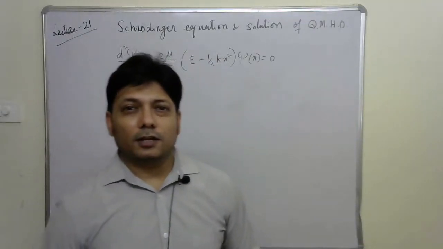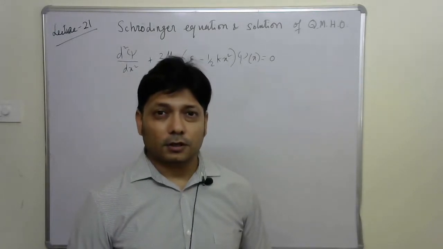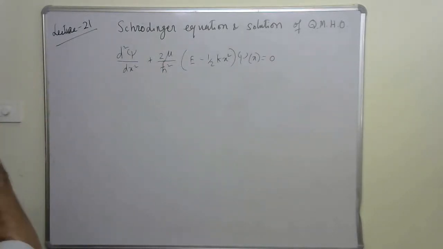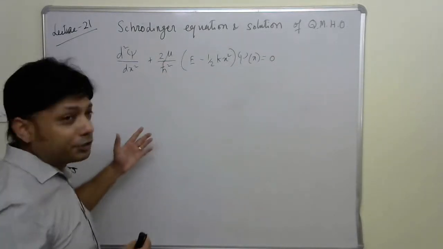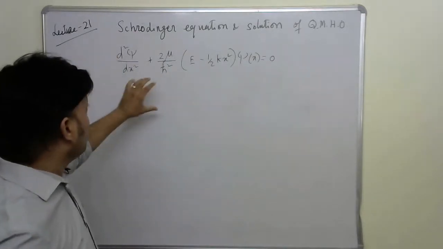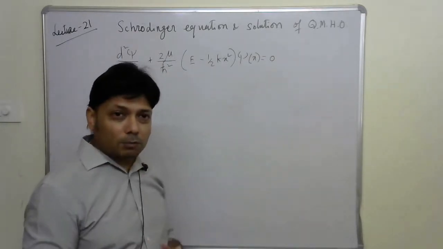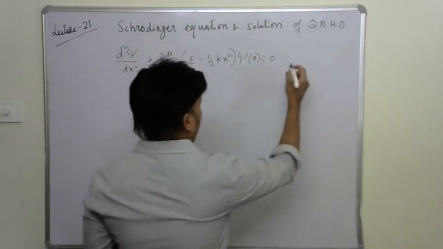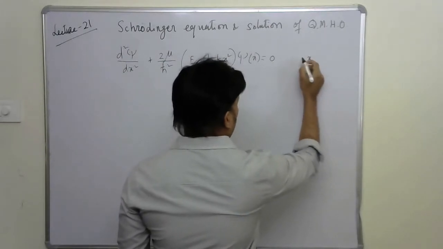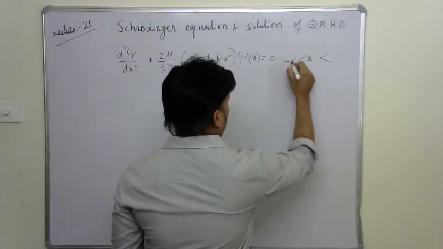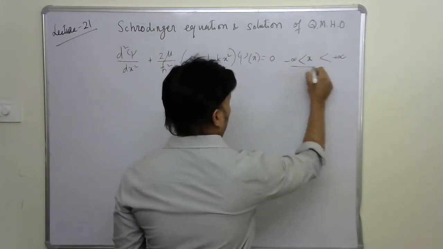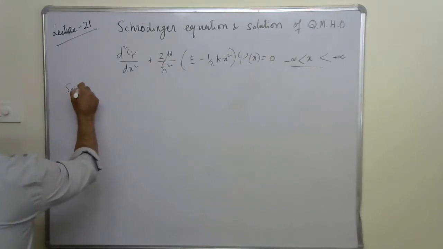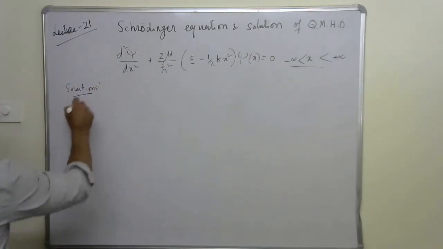Hello friends, welcome to the second lecture of Harmonic Oscillator, and this is lecture number 21 overall. We will continue what we have been discussing in the last lecture, where we left off. We framed the Schrodinger equation for the quantum mechanical harmonic oscillator, all right? And needless to say, the limits of x are minus infinity to plus infinity. So the question is how to solve it and what are the solutions.